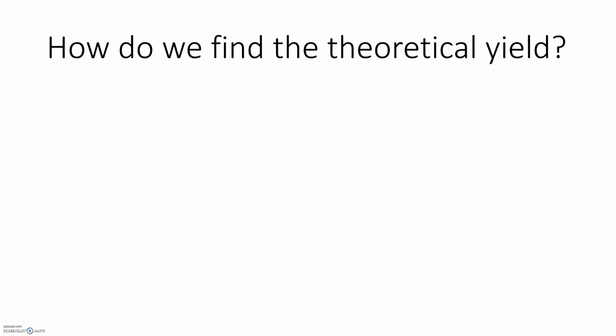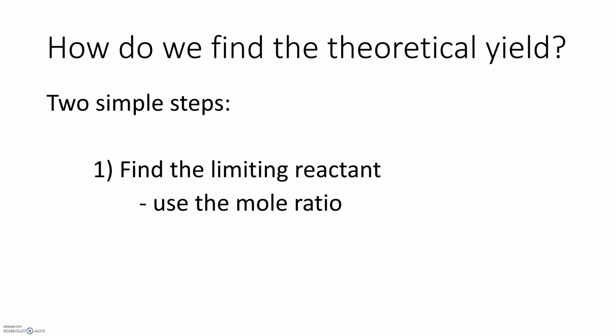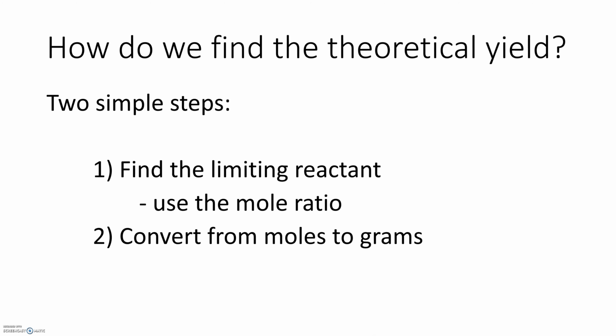So how do we find the theoretical yield? It can be broken down into two really simple steps. The first is to find the limiting reactant using the mole ratio, and the second is to convert from moles to grams.